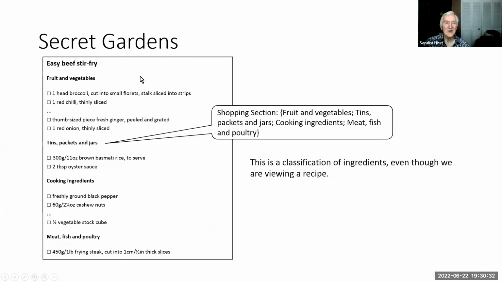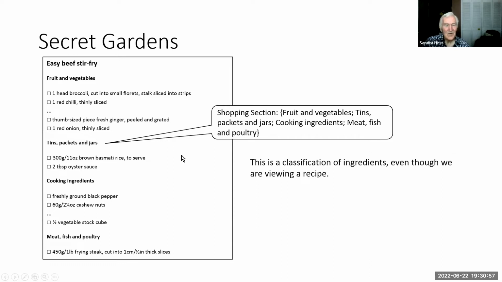Secret garden number 2 was when I was looking at the shopping list associated with the easy beef stir fry. And it's the same ingredients, but if you notice, they've been organized into fruit and vegetables, tins, packets, jars, cooking ingredients, meat and poultry. This is fascinating, they're trying to make it easy for me to shop.